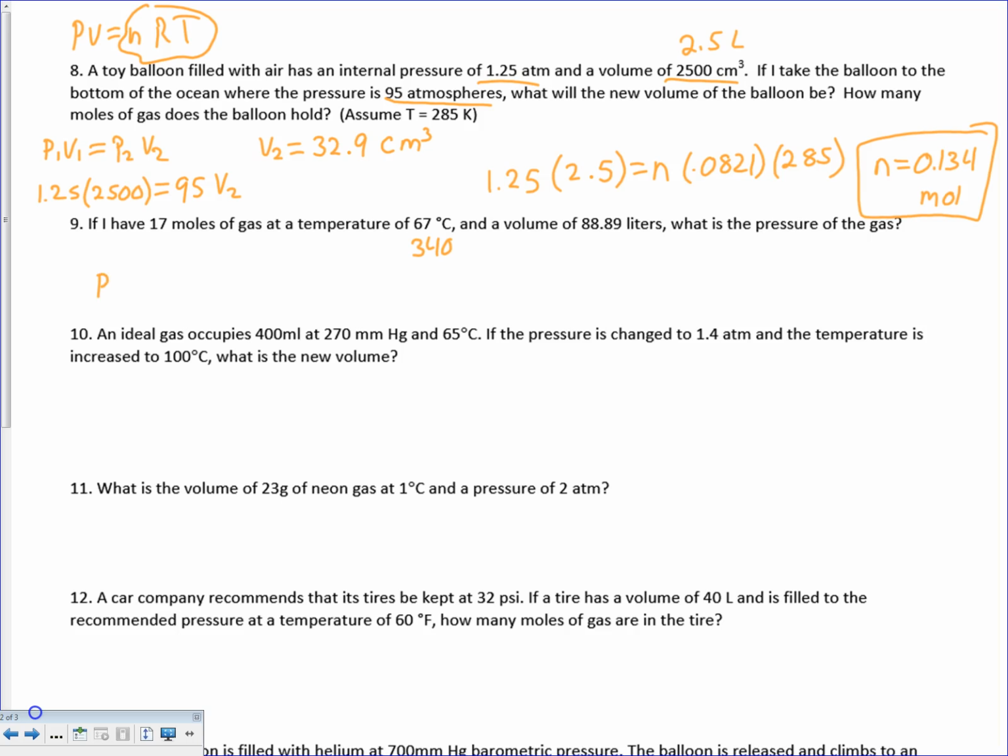Then we just have pressure times the volume, 88.89 liters, equals number of moles, which is 17, times R, 0.0821, times the temperature, 340. We solve here for P. It's going to come out in atmospheres because we're using the ideal gas law. So you get P equals 5.34 atm.